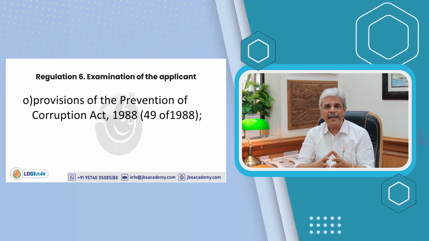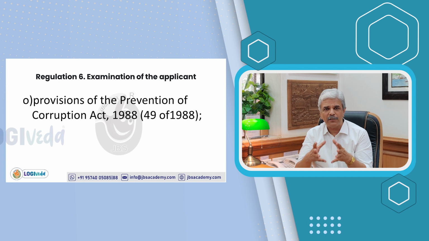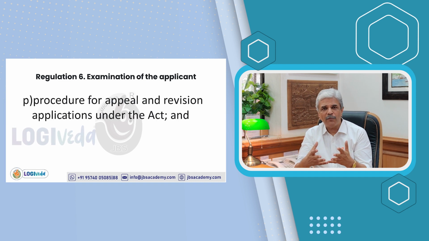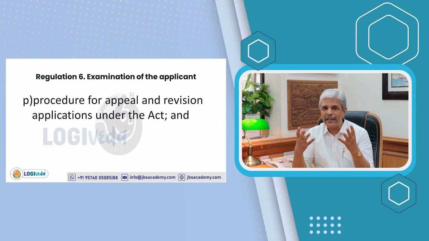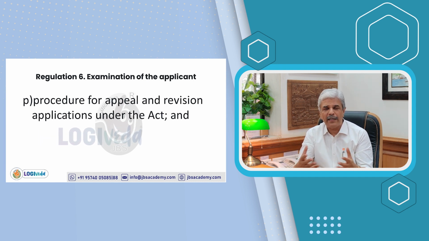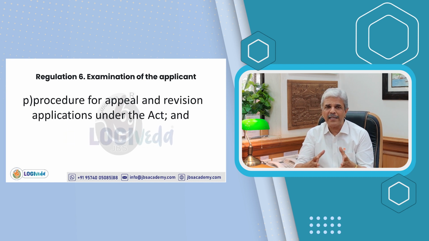The next one, and that is the Provisions and Prevention of Corruption Act. That's a very strong act. You should know all the relevant portions of that act to be able to answer questions on it. The next one would be procedure for appeals and revisions, going right up to the Supreme Court of India, under what conditions, who can go, value restrictions, everything.